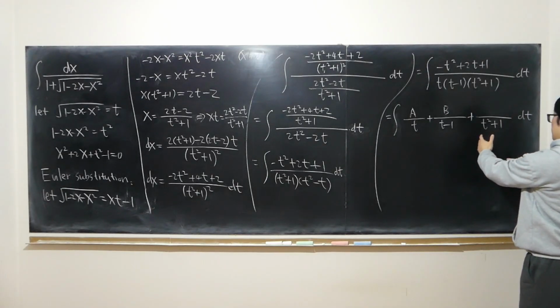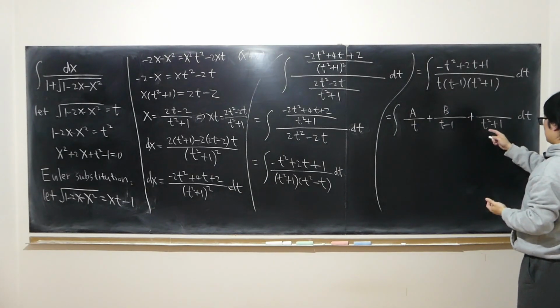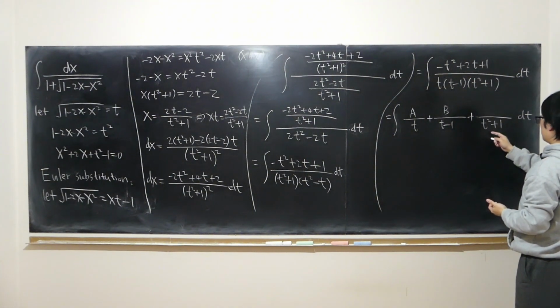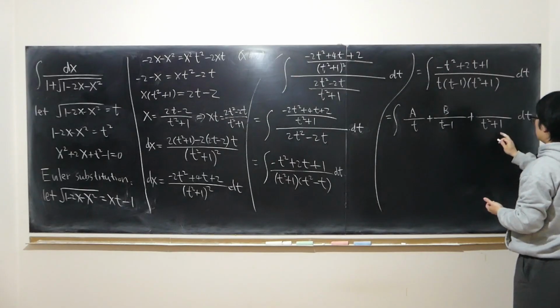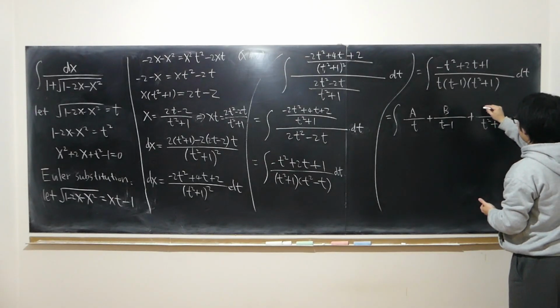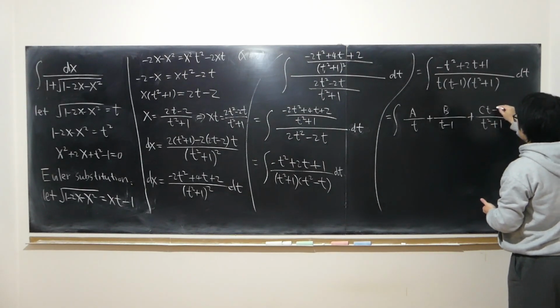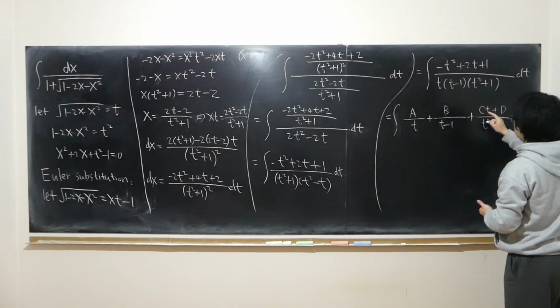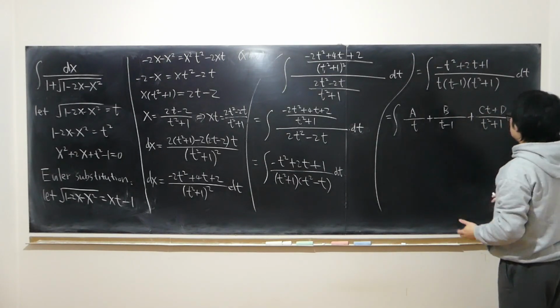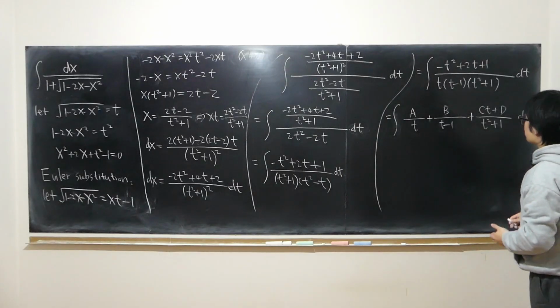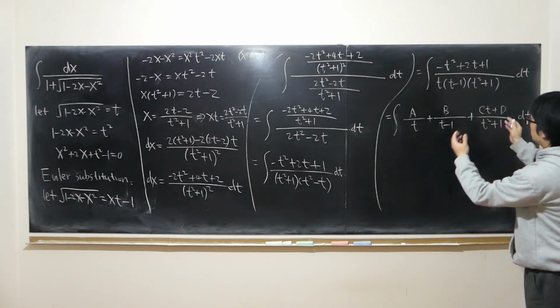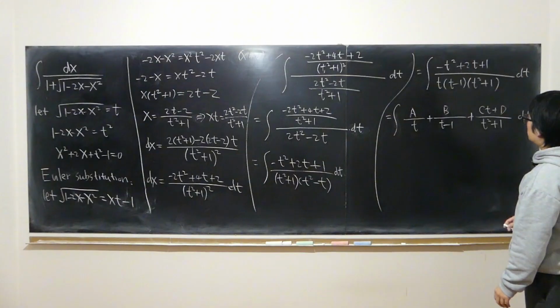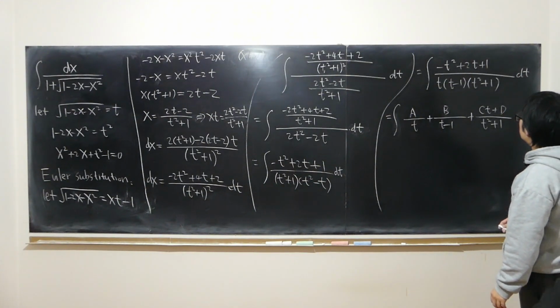Since it's a quadratic expression whose discriminant is less than 0, b squared minus 4 is negative 4, less than 0, we have to use ct plus d. Both a, b, c, d are constants to be determined. We always have this kind of formula. So right now the question is how to determine them.